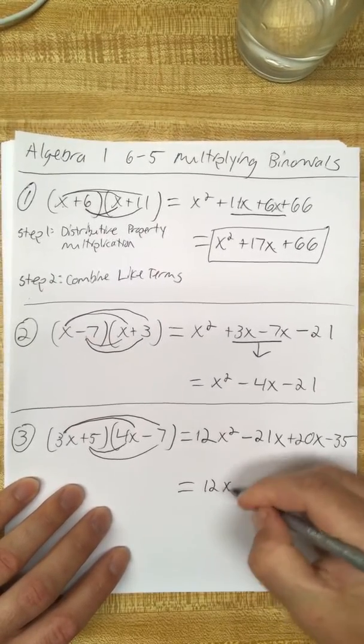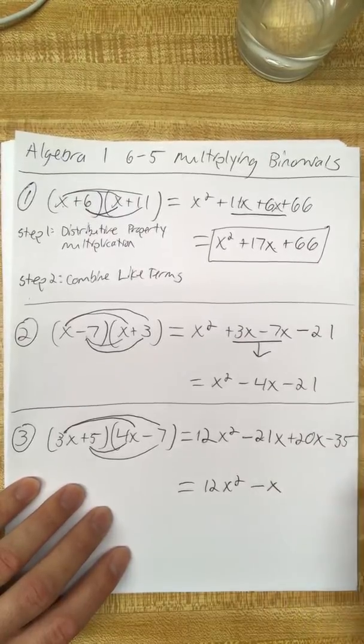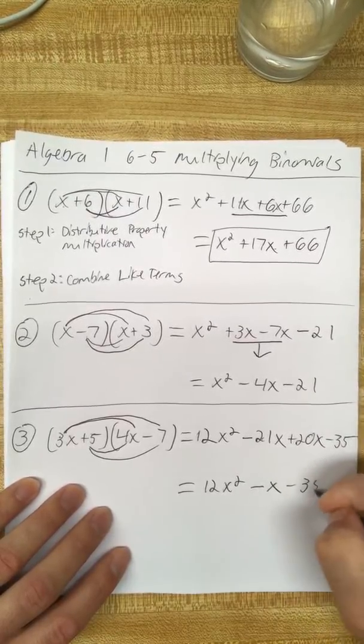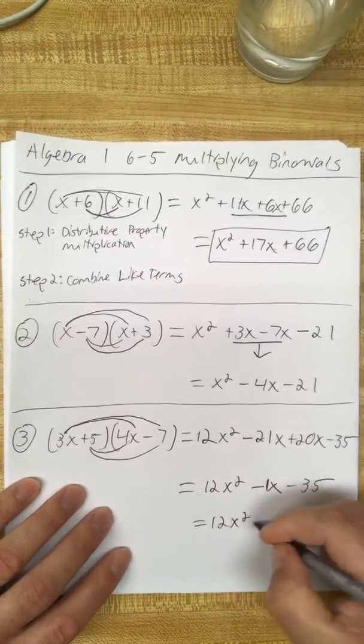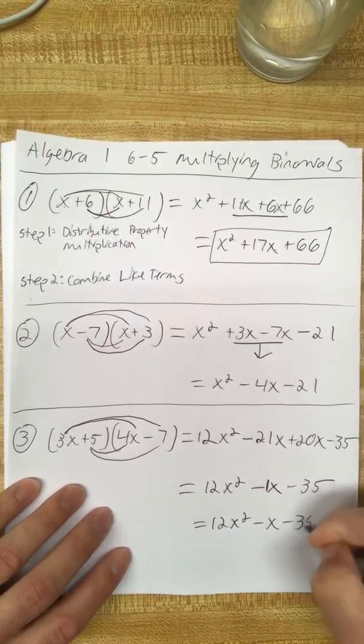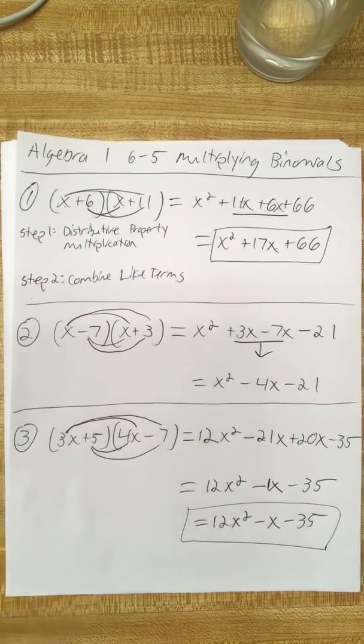When you go to combine your like terms, negative 21 plus 20 is a negative 1x, and then minus 35. Again, that's negative 1. Don't write that, though. Like when you look in Schoology, I'm not going to put that negative 1 in there. It's just going to look like this. That's the answer that I would want to see. Okay. So those are kind of like your three straightforward examples as far as multiplying binomials.